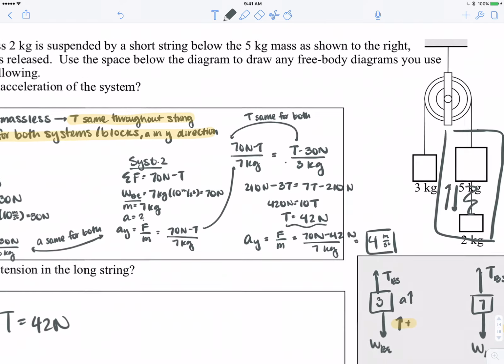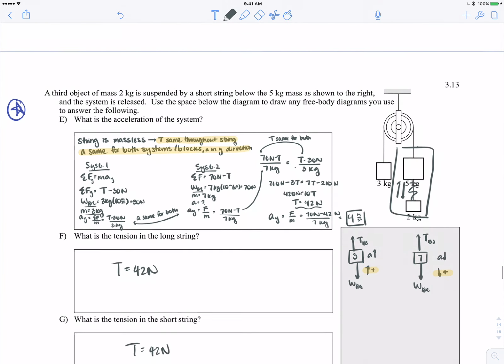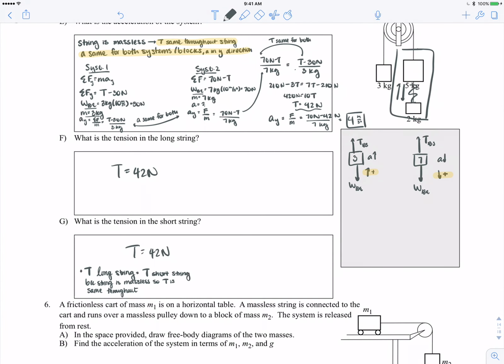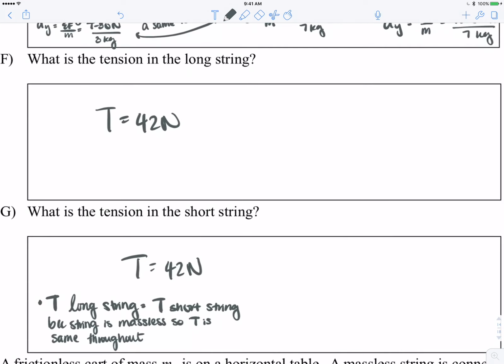And for F and G, since the strings are massless, they are equal to each other, and so the tension for both are the same, so they are both 42 newtons.